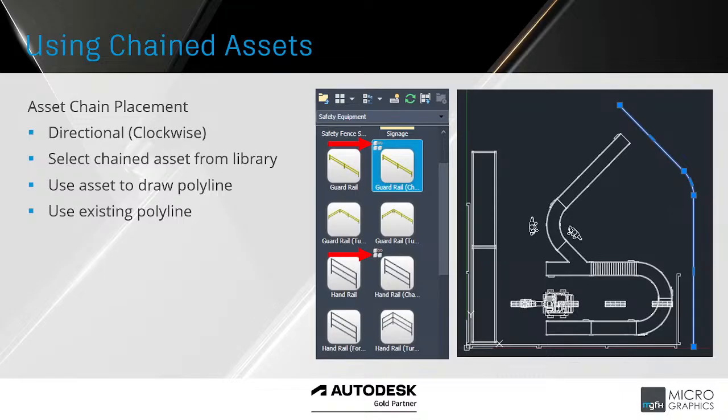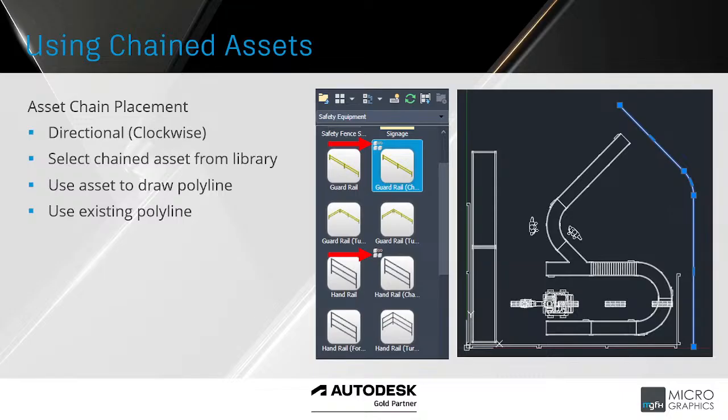So what you would do here, just bearing that in mind, is select the asset chain from the library, and then you would either manually draw in the polyline. Now, once again, I've got a radius on the corner of the polyline. You don't have to. You can just have a sharp corner, and it will replace it with the corner type for the asset that you have chosen. Or you could select an existing polyline.